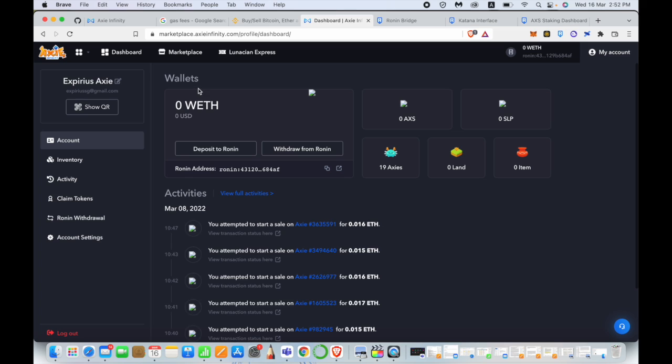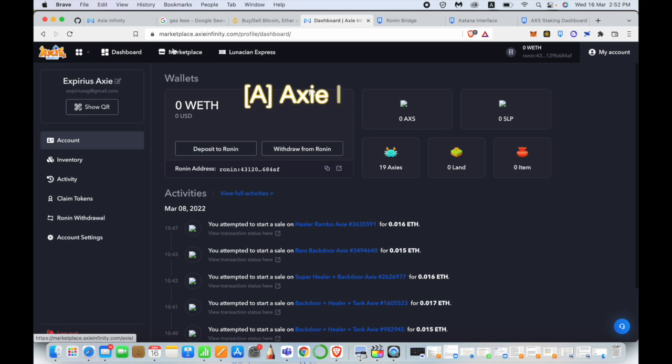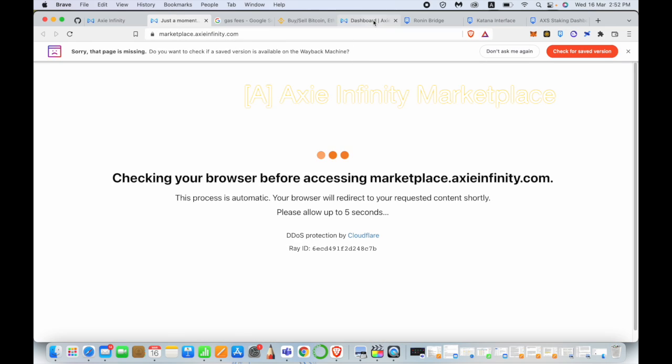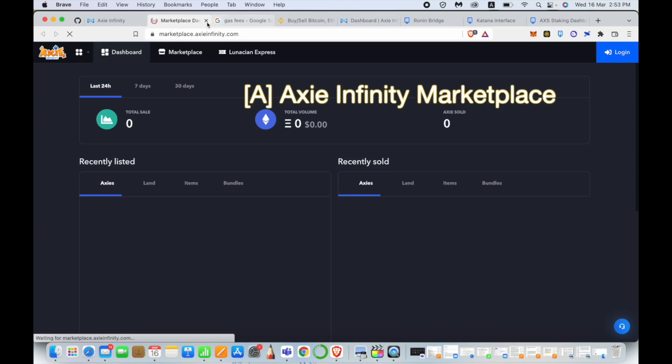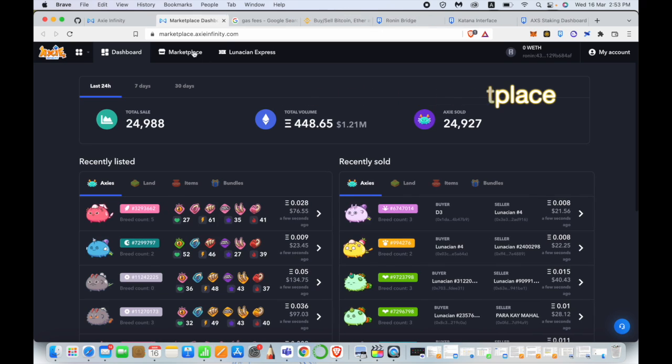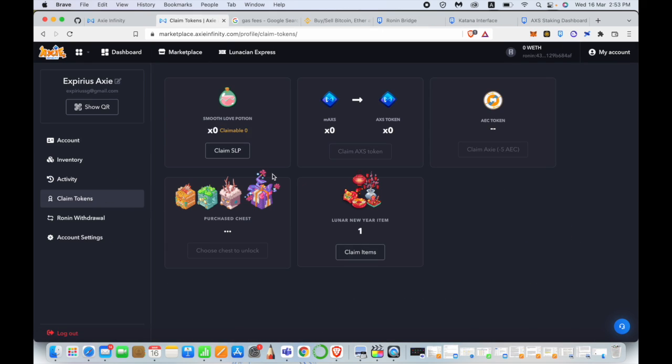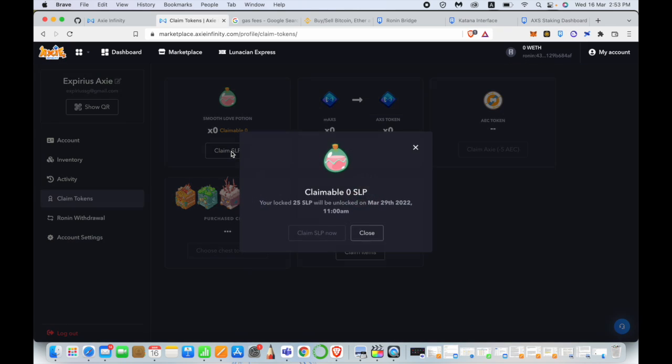You can go to the Axie Infinity Marketplace by again using the official website. Clicking on Marketplace, it will take you to the same site as this. Yep. And then you can click on My Account. Then you can click on Claim Token. So over here, if you play the Axie Infinity game, you can click on Claim SLP, and it will show you how much SLP is locked. You are able to claim Smooth Love Potion, which is exchangeable for real fiat currency, every 2 weeks.